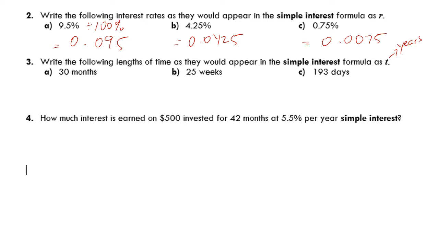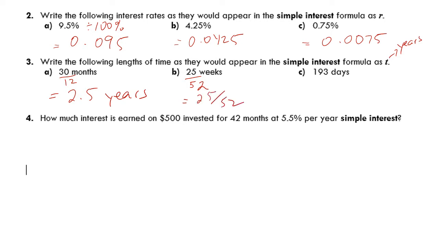In order to do that, you got to figure out, or remember, how many months are there in a year? There are 12. So if you use your calculator, 30 divided by 12, 2.5 years. Next one, 25 weeks. Divide by how many weeks there are in a year. How many weeks are there in a year? 52. Now, if you use your calculator for that, you're going to get a nasty decimal. So, we're going to leave it as 25 over 52.